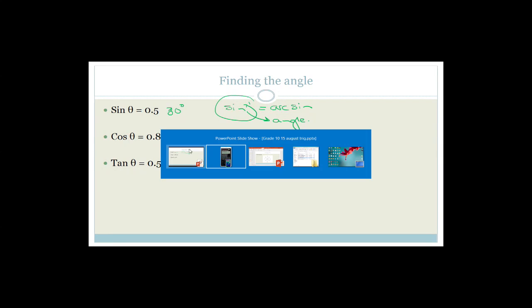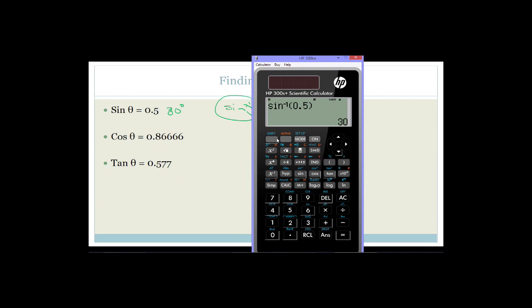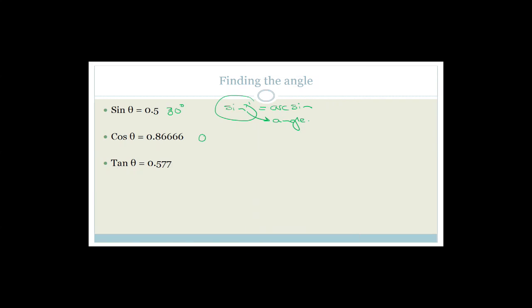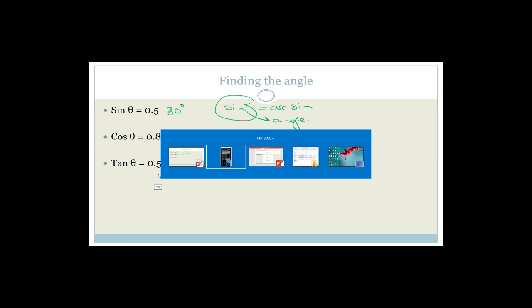Okay, let's do the next one. So you go shift cos 0.81234. Oopsie, I did a few too many. 1, 2, 3, 4. Close bracket equals 29.927. Remember, we're always doing two decimal places unless they tell us otherwise. So it's 29.93. So the angle theta is 29.93 degrees.